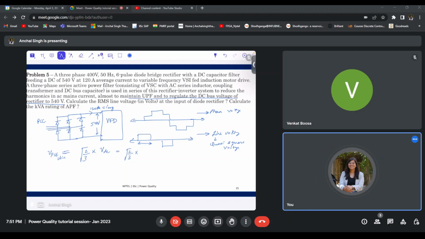And we know that the VDC link voltage is 540 volts. This will come out to be approximately 440.908 volts. So this is the value of RMS line voltage at the input of the diode rectifier.